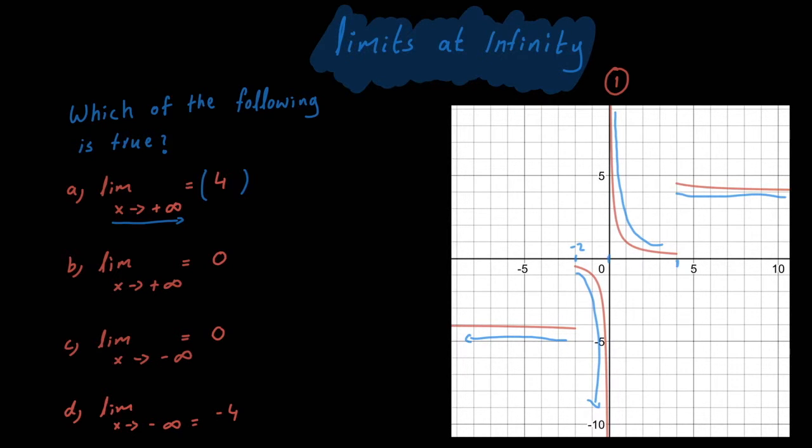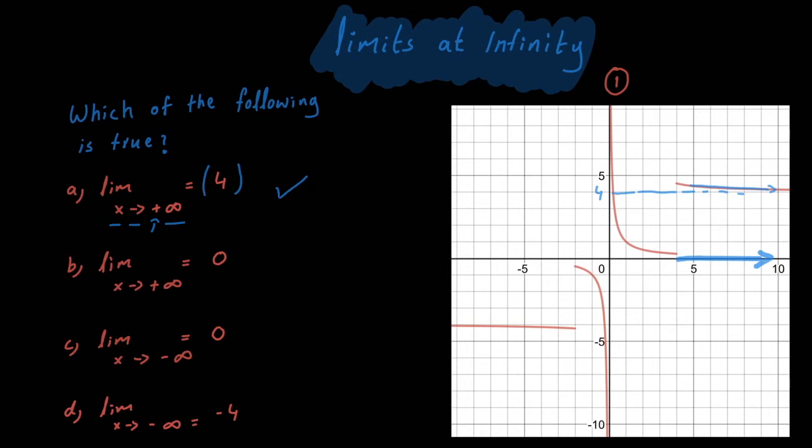Coming to the question, which of the following is true? Part A, limit as x approaches positive infinity is equal to 4. In simple words, it's asking us as x approaches a very large number from the positive side, so positive values of x, is the value of y reaching 4. So let's see. As the value of x is reaching a bigger and bigger number from the positive side, we can see that y is indeed reaching 4. So this is true.